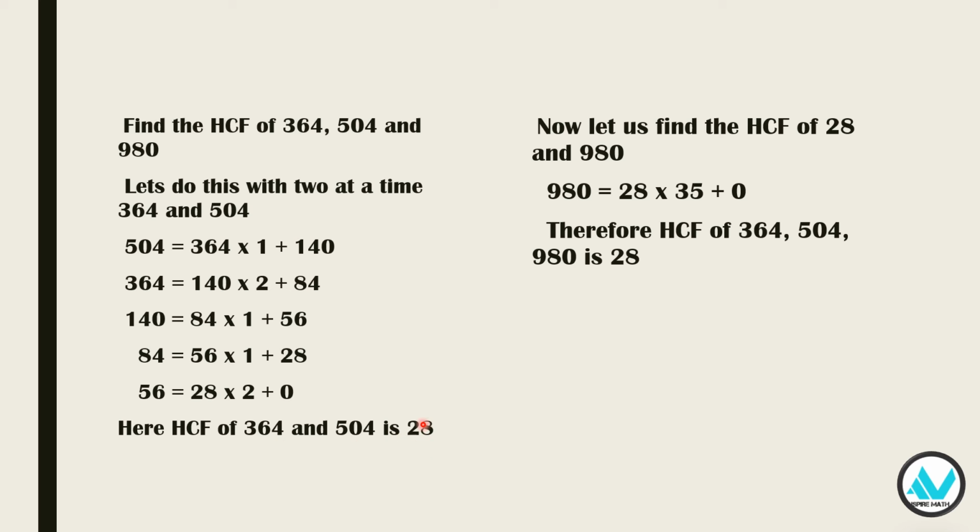Now with this 28 I am going to take my next and last number, that is 980. Now let me find the HCF of 28 and 980. We all know that 28 goes 35 times in 980 with the remainder 0. Therefore, the HCF of 364, 504 and 980 is 28.